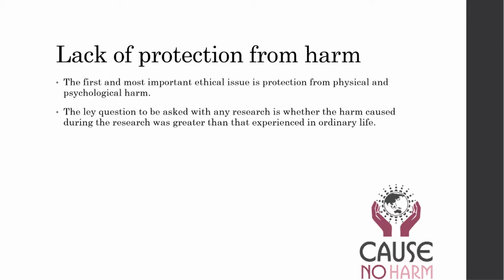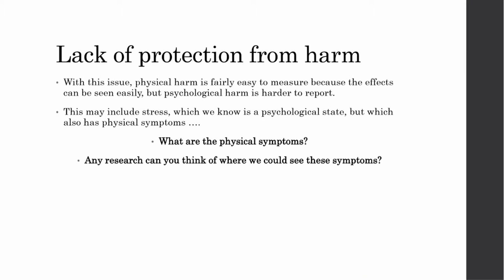Now, lack of protection from harm. With this issue, physical harm is fairly easy for us to measure because the effects can be seen when we're looking at participants. However, psychological states such as stress may be harder for us to measure. Now, take a few seconds to ponder these 2 questions. What are the physical symptoms we can often see? And any research can you think of where we could see these symptoms visibly within the participants?